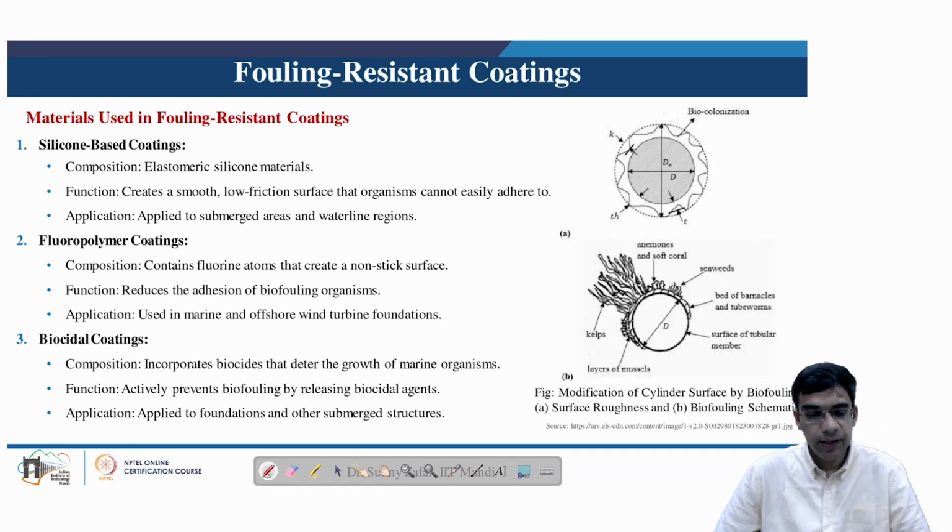So now we will see the different types of materials which are used in fouling resistant coatings. These include silicone based coatings, where the composition of this coating is elastomeric silicone materials. The function of these coatings is to create a smooth, low friction surface that organisms cannot easily adhere to. The application of such coatings is in the submerged areas and the waterline regions.